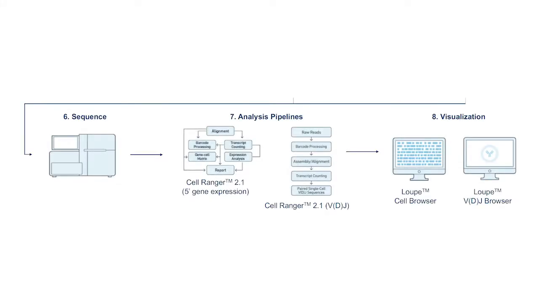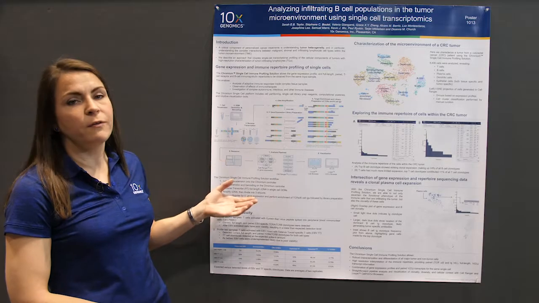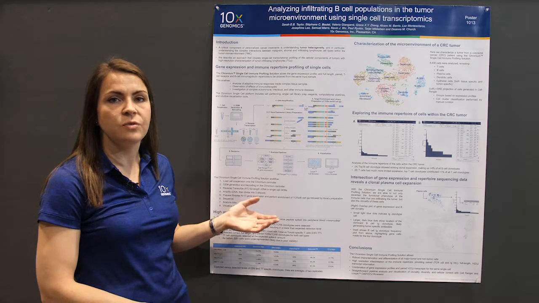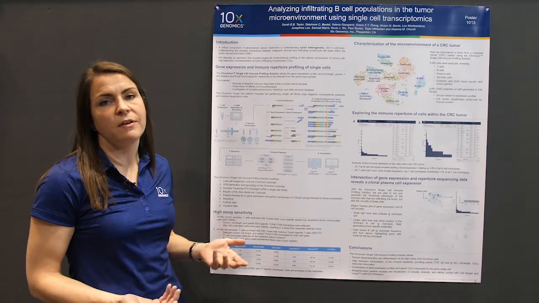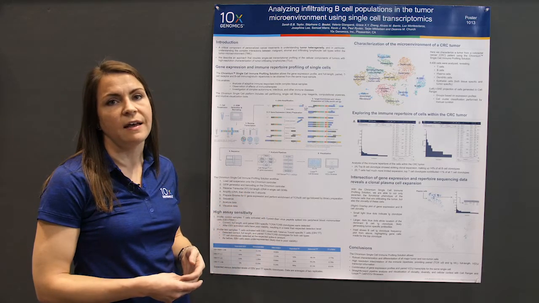We use Cell Ranger 2.1 and then we use our Loupe Cell Browser or our Loupe VDJ Browser to visualize the data. We perform this workflow on a colorectal cancer tumor sample. What we were really trying to do is look at the different cell types that we would see in that cell population.